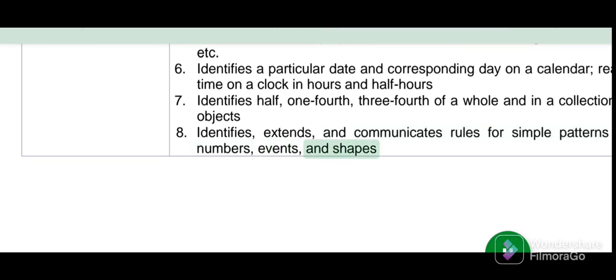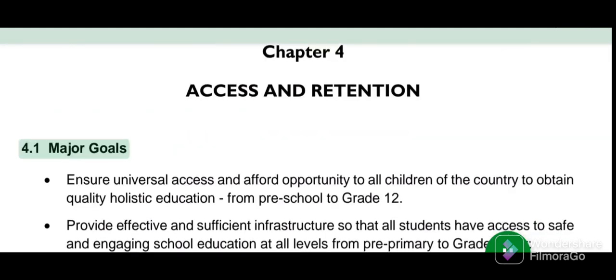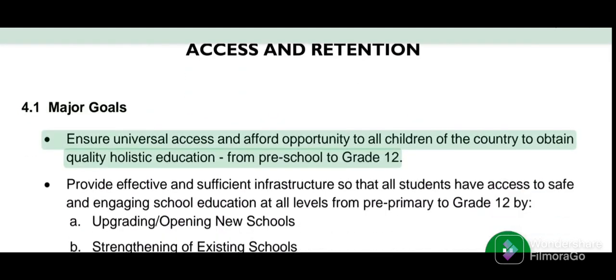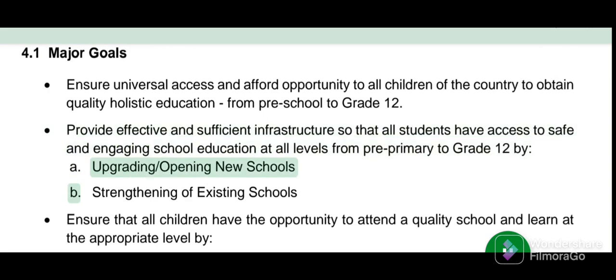39 PAGA. Chapter 4. Access and Retention. 4.1 Major Goals. Ensure universal access and afford opportunity to all children of the country to obtain quality holistic education from preschool to grade 12. Provide effective and sufficient infrastructure so that all students have access to safe and engaging school education at all levels from pre-primary to grade 12 by a.